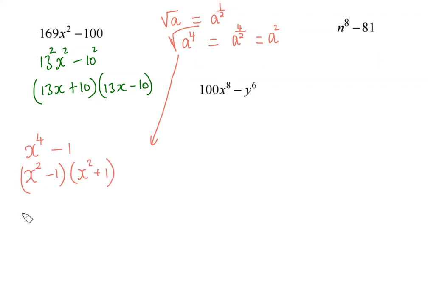What about if I have y to the power of 12 minus x to the power of, let's say, 6? What do you know here? If you look for the square root of y to the power of 12, you say y to the power of 12 over 2, which is equal to y to the power of 6. So you always have to divide whatever power you have by 2 to get your square root. That will be y to the power of 6.